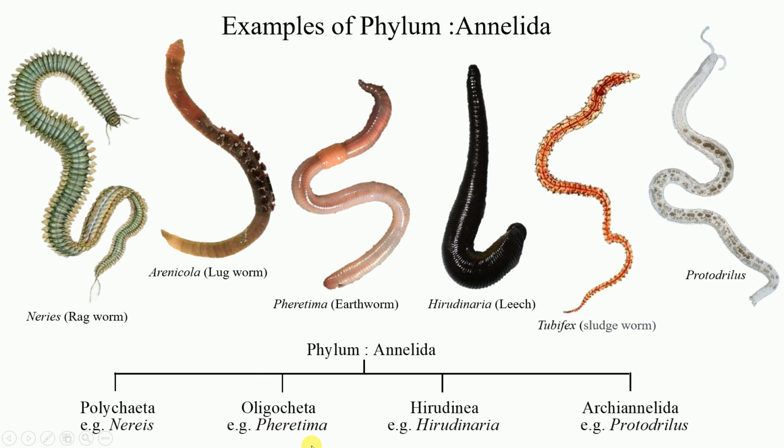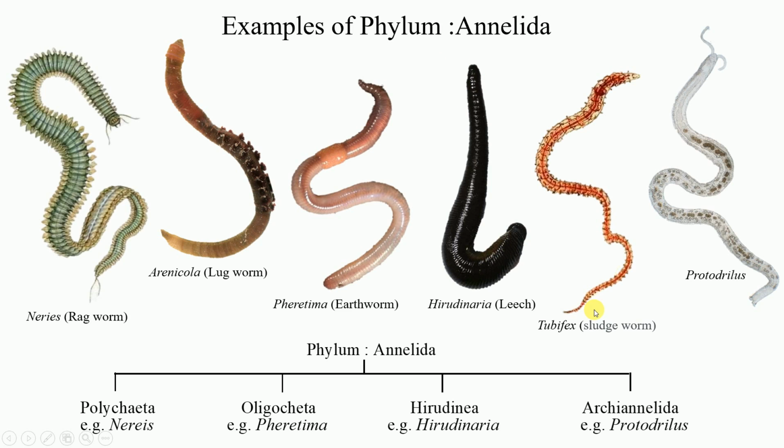Then among the Oligochaeta, for example, the example is the earthworm. They are provided with setae on the ventral side, and this Oligochaeta and the Polychaeta both belong to the Clitellata, which means they are provided with a clitellum, which is a characteristic feature. Then in the Hirudinaria you will find the locomotory organs in the form of suckers. So they are provided with two suckers, an anterior sucker and a posterior sucker.